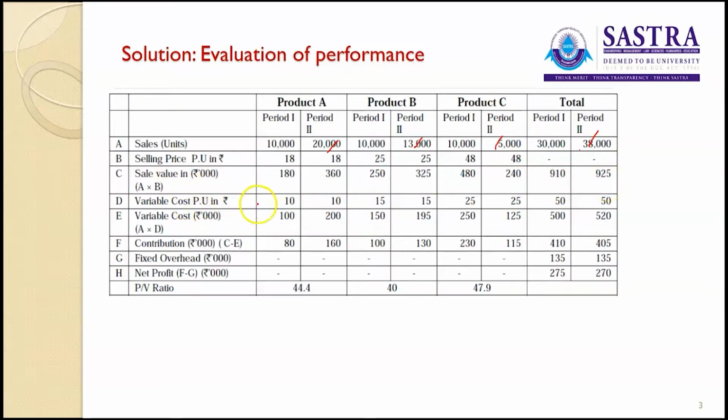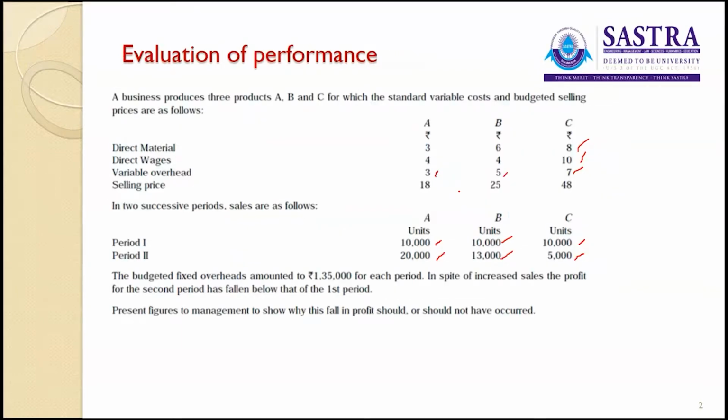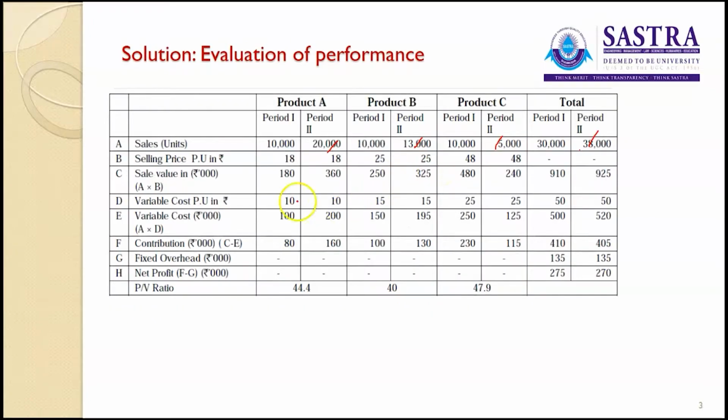Now variable cost per unit, again it is given in your previous slide. That is variable cost, we have to add direct material, wages and variable overheads. So we have added this, then we have written the variable cost per unit as 10, 15 and 25. So this is your variable cost in 1000, again multiplied by the respective units. 10 into 10,000, then 20,000 into 10, 15 into 10,000, then 13,000 into 15, 25 into 10,000, then 15,000 into 25. Now we have the variable cost total as 500,000 and 520,000.